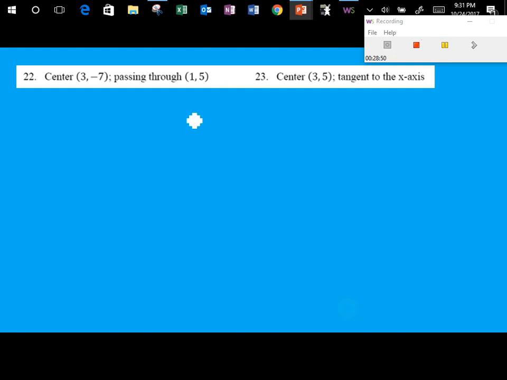Now, you do not have to draw a picture on this, but I'm going to draw one just to kind of show you what we're finding. Right now, my center is at (3, -7). And we're going to go through the point over 1, up 5. So here's my center. There's a point on the circle. I'm going to have a circle that looks something like that. This right here would represent my radius.